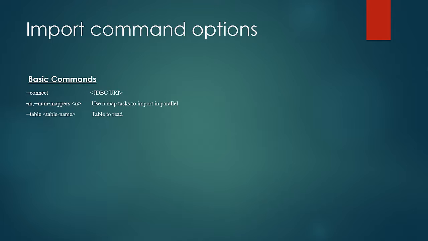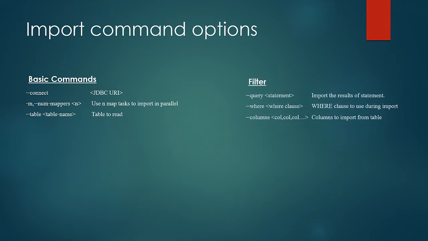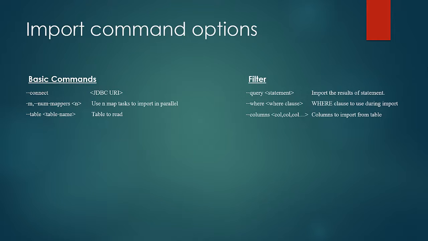The --connect argument is where we can specify the JDBC URI. -m or --num-mappers is for the number of mappers, and --table for the table name. Then, when the data is getting imported from the source database, it can happen that we may not need the complete data in the table. We can filter the data by using the following options as shown.